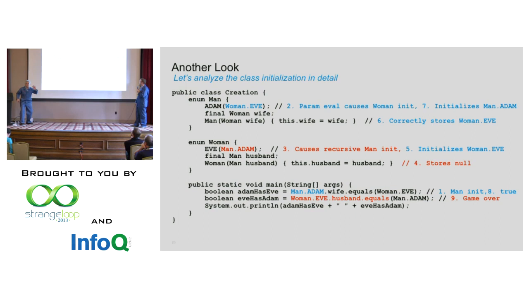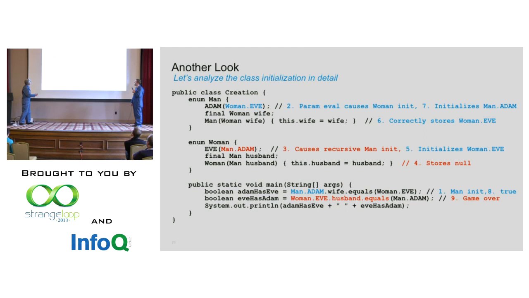You read the contents of man.atom. It would get set up here when this line finished, but it hasn't finished yet. So it's kind of pre-initialized. Anyone know what the value is when it's pre-initialized? Null. So sadly, we pass null into the constructor of Eve. And then what does this constructor do? It stores the null into the husband field of Eve. And now we are in big trouble.